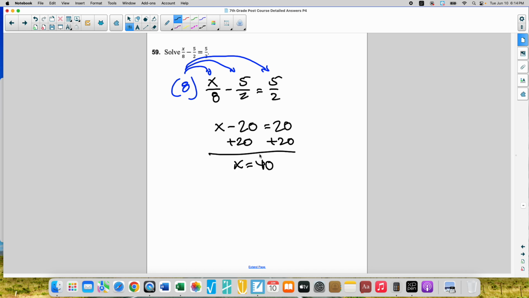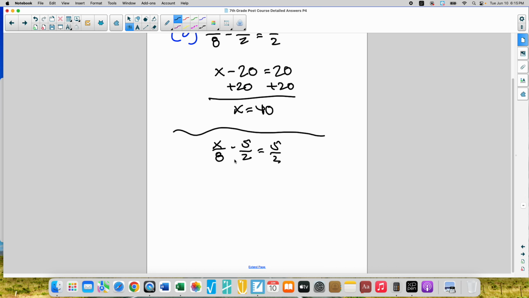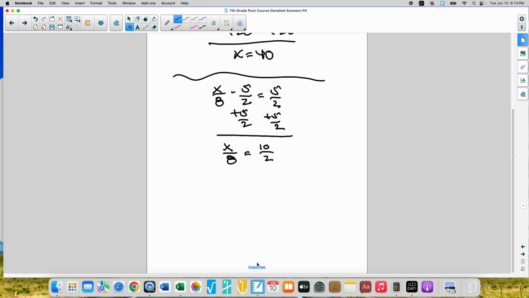The other way you could have done it is by adding. You could have done x over 8 minus 5 halves equals 5 halves. We add 5 halves to both sides and get x over 8 equals 10 halves, or x over 8 equals 5. Multiply by 8, and x still equals 40. That's just one of a multitude of different ways you can do it.